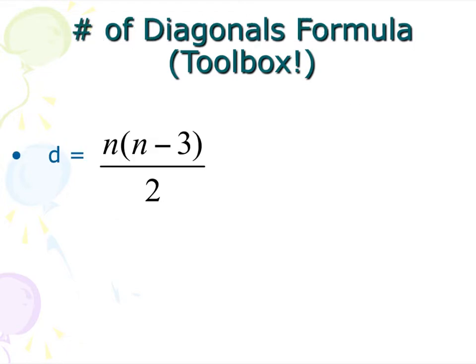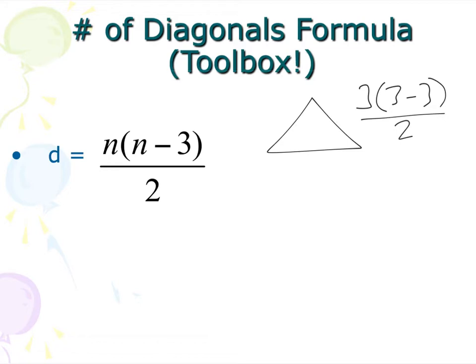Cool. One last formula for the chapter, and that is the diagonals. The number of diagonals, n still being the number of sides. So, let's talk about a triangle. Can I draw any diagonals in a triangle from one vertex to another vertex going through the middle of the triangle? No, I can't. How many sides does the triangle have? 3. So I'd have 3 times 3 minus 3 over 2. Well, 3 minus 3 is 0. 0 times anything is 0. 0 divided by anything is 0. 0 diagonals.